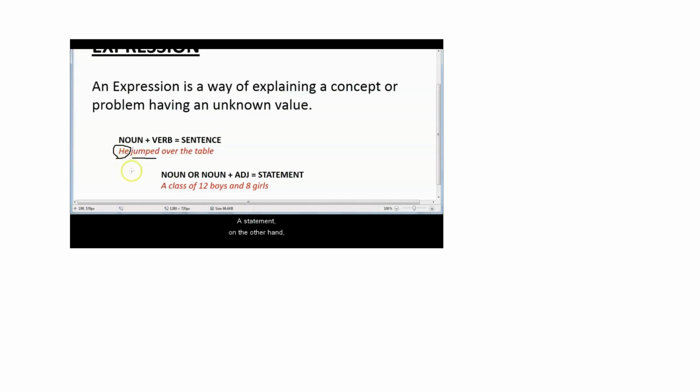A statement, on the other hand, is made up of a noun or a noun and an adjective. Example, a class of 12 boys and 8 girls. This is an example of a statement. So a verb or action word is missing in this. That's what makes it a statement. So I have more examples for you concerning verbs in the next slide.